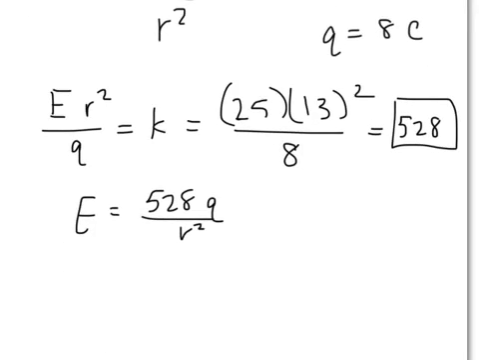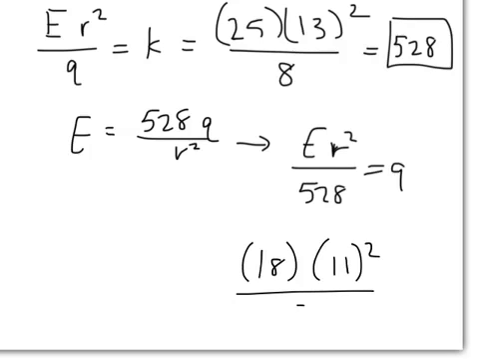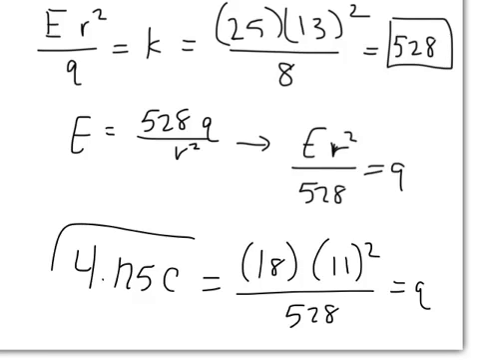So determine Q, so let's solve for Q here. So we get ER squared over 528, that's what Q equals. If we plug in for E and R squared, E is 18 newtons per coulomb, R was 11, so that's 11 squared over 528. That gives us the charge necessary to produce that field. And that charge is 4.125 coulombs. Make sure to use your units to help you in these problems.